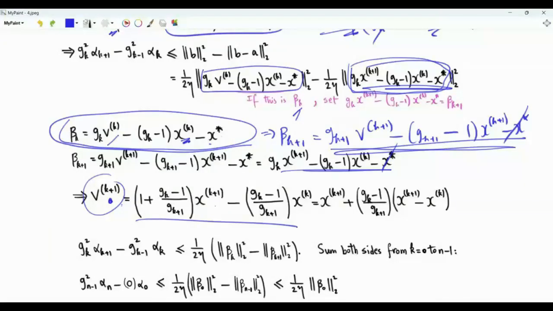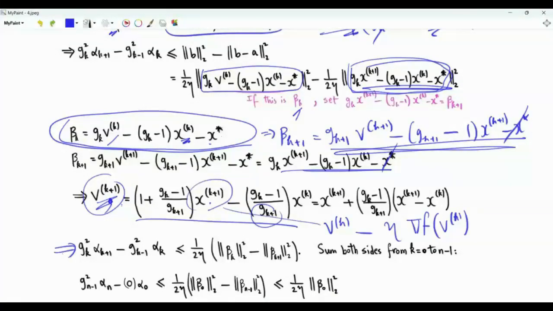Recall that the first step in the kth iteration in the accelerated gradient descent algorithm is to obtain x of k plus 1. Specifically, x of k plus 1 is v of k minus eta, the gradient of function f evaluated at v of k. After obtaining x of k plus 1, we obtain g of k plus 1, and then we obtain v of k plus 1.